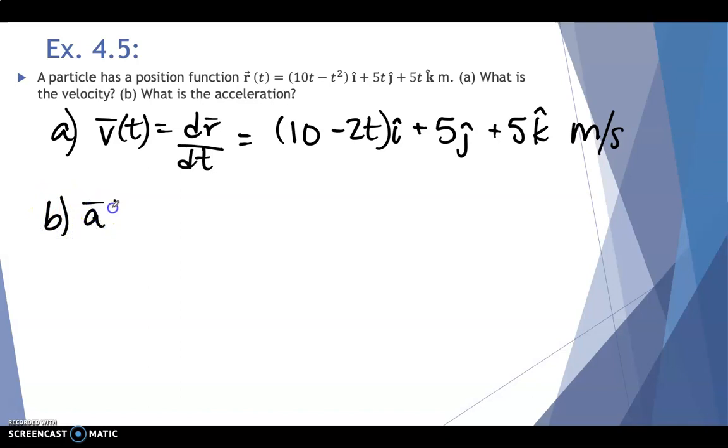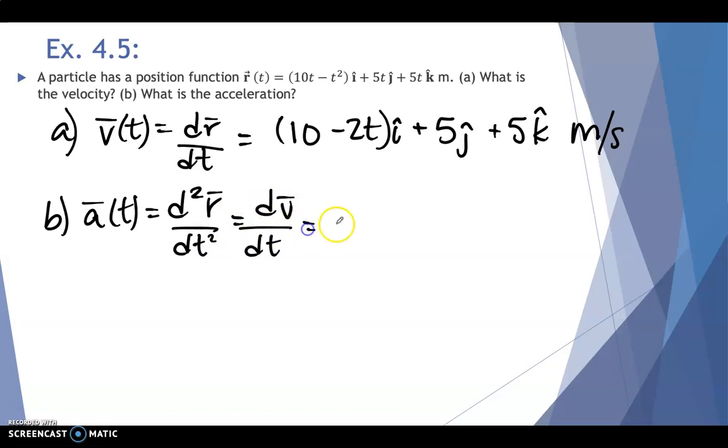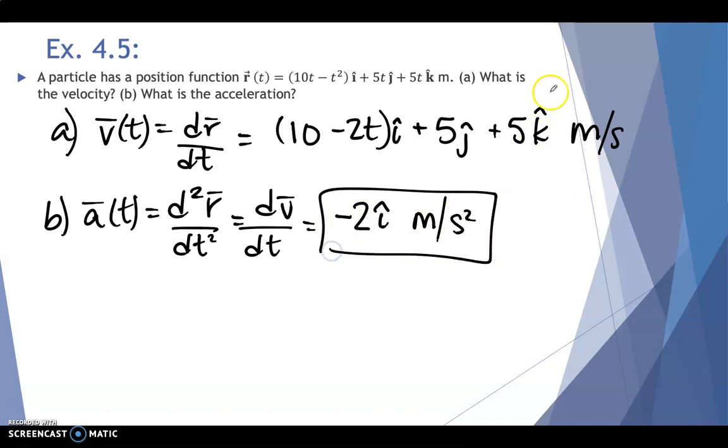Our acceleration is the second derivative of r of t, or dv dt. Okay, and so taking the derivative here, we have negative 2I hat, and that is in meters per second squared. Okay, so this describes the motion. It's purely in the I hat direction.